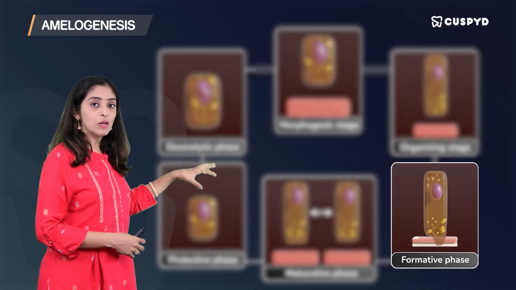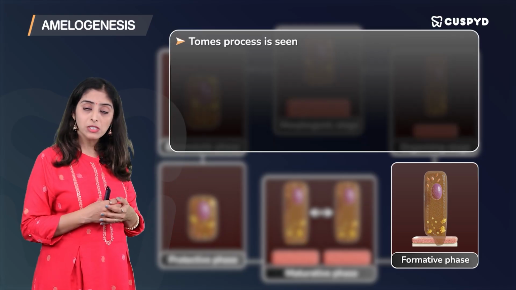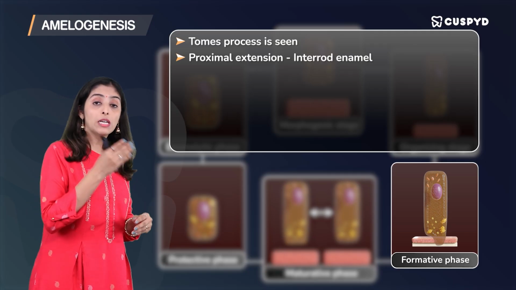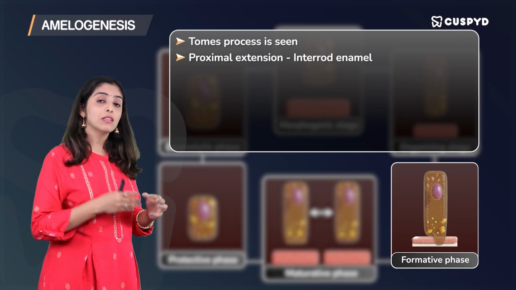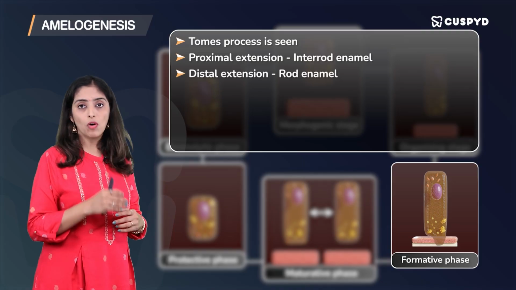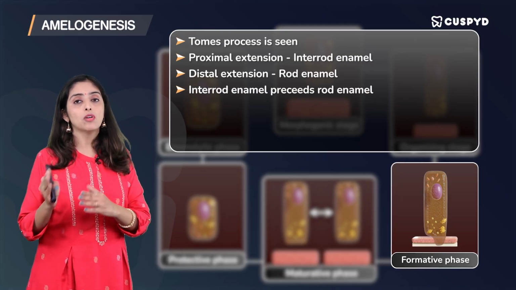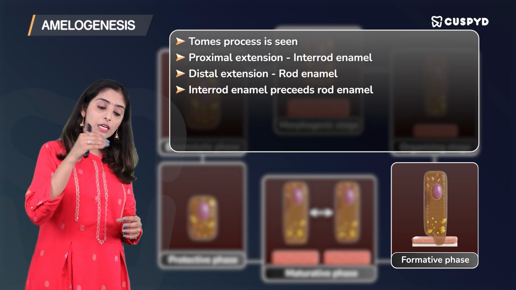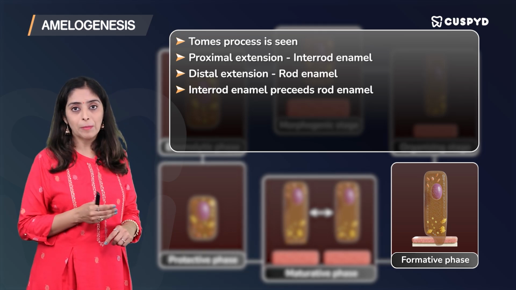Once the organelles have come down to the distal end, the cell shows an extension which we call the Tomes process. So, the proximal part of the Tomes process will give rise to the interrod enamel. This Tomes process will have another distal extension, a further extension which will give rise to the rod enamel. The interrod enamel always will precede the rod enamel. So, you will have interrod enamel getting deposited first. Into this pit, you will have the Tomes process going in and depositing enamel.